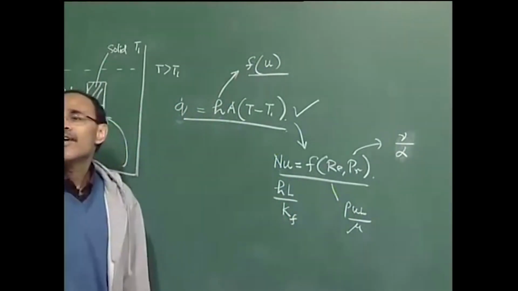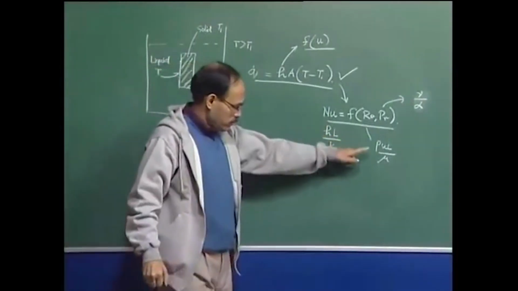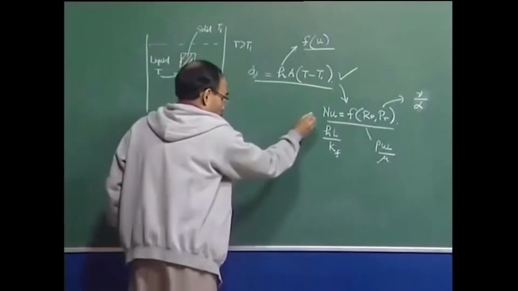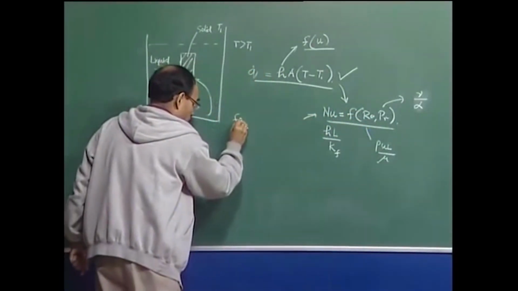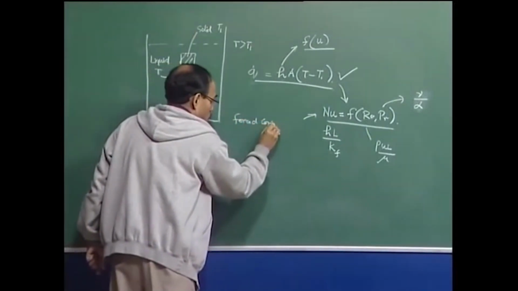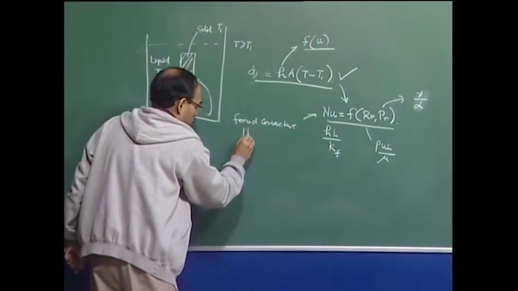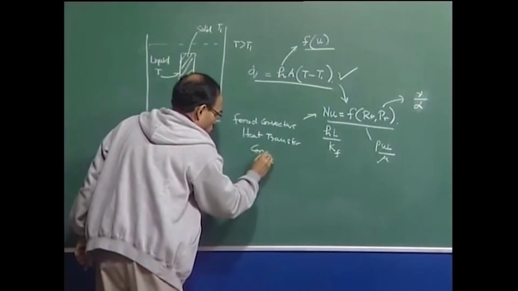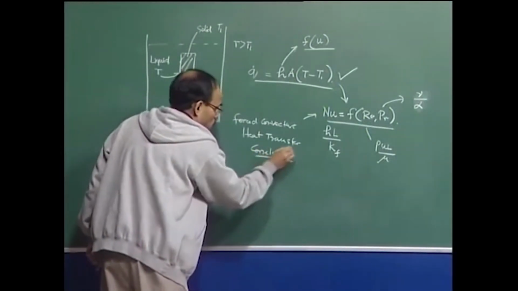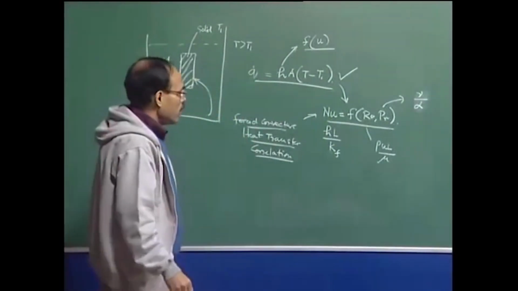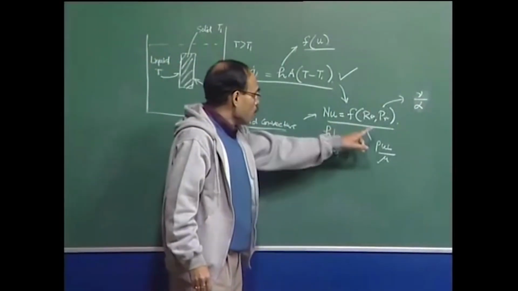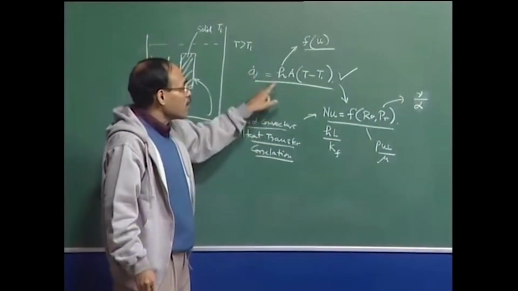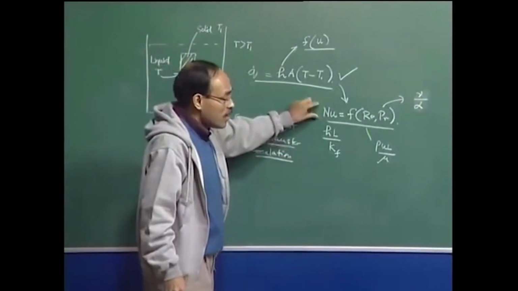So, somehow if you can acquire the value of velocity in the system, we can apply a correlation like this, and this type of correlation is called a forced convective heat transfer correlation. So, if you know the velocity, then use a forced convective heat transfer correlation and find out the value of h. Okay, h is unknown, h you have kept on the left hand side.